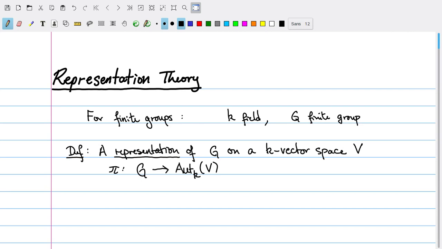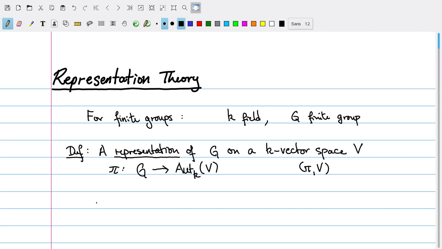Because the representation depends both on the homomorphism and the K vector space V itself, we'll sometimes denote the representation as an ordered tuple (π, V) rather than just π or V. An important alternative point of view is that we can think about representations of G as KG modules.